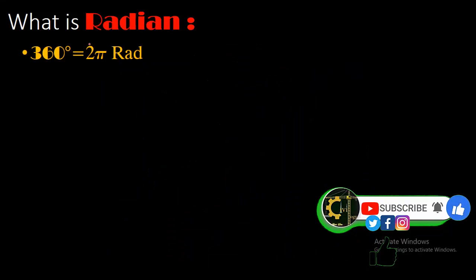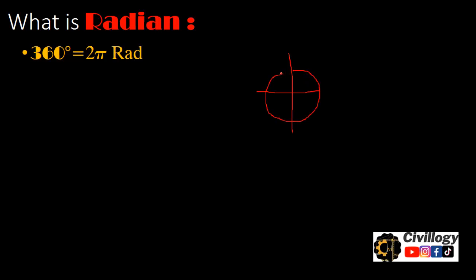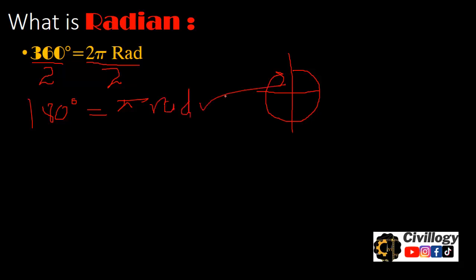First of all, what is a radian? As we know, a complete circle, if we divide it into quadrants, there are four quadrants, and one complete circle is equal to 360 degrees, and 360 degrees is equal to 2 pi radians. Just keep it in your mind. If we divide both sides by 2, we will get 180 degrees is equal to pi radians. So 180 degrees is equal to pi radians.